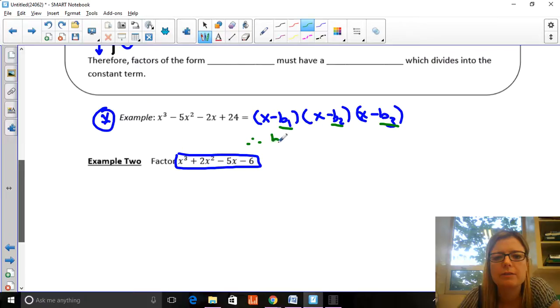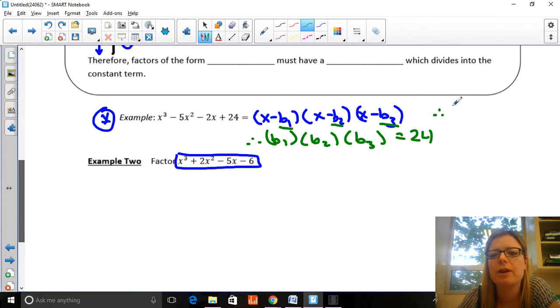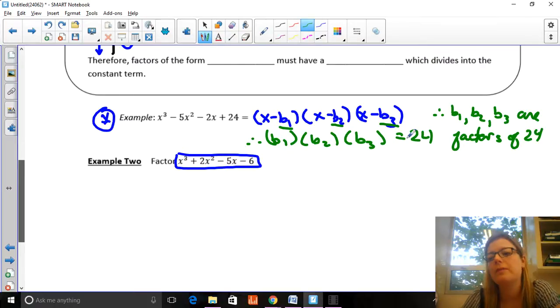So that's an important result. b1 times b2 times b3 has to equal 24. So therefore, b1, b2, and b3 must be factors of 24. When I'm trying to figure out what my factors are, I wouldn't try 5, for instance, because 5 is not a factor of 24. So only certain numbers are possible for the zeros, which would be any of the factors of 24.